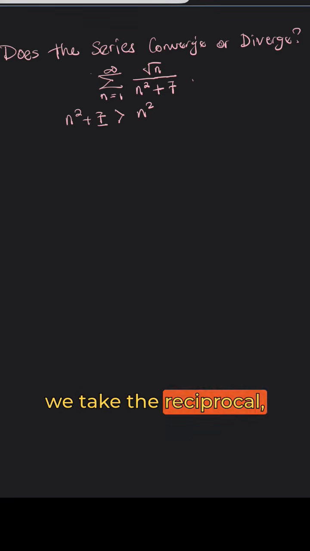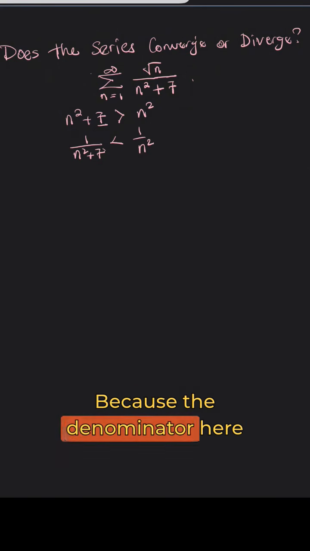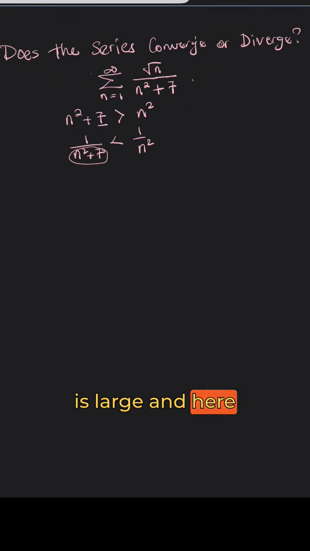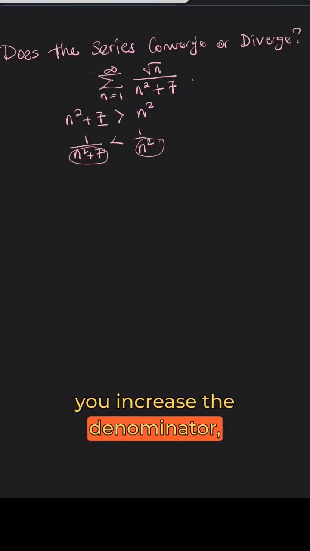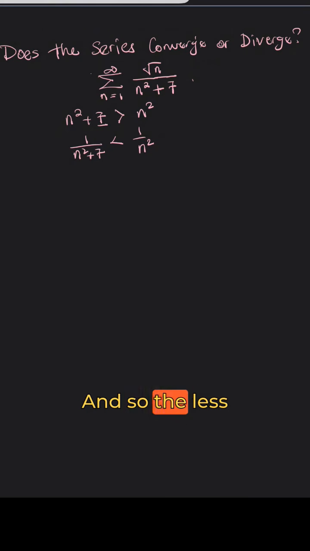And when we take the reciprocal, 1 over n squared plus 7 will be less than 1 over n squared, okay? Why? Because the denominator here is large, and here the denominator is small. And always when you increase the denominator, the fraction becomes smaller and smaller. And so the less than inequality here is true.